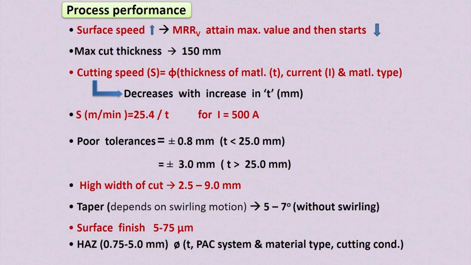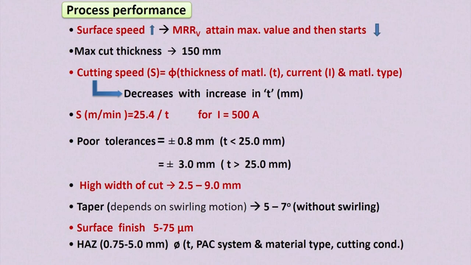Generally the tolerances generated by the plasma arc machining system are very poor. When you are cutting workpiece material less than 25 millimeter, the tolerance is comparatively better, around plus minus 0.8 millimeter. But when the thickness of the workpiece material is higher than 25 millimeter, we get very poor tolerances, plus minus 3 millimeter. So from less than 1 millimeter it goes beyond plus minus 3 millimeter.